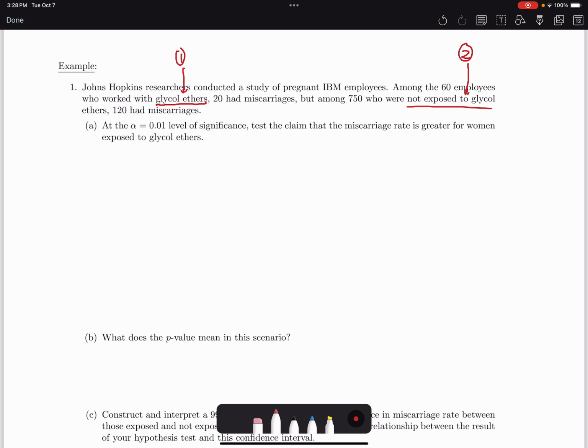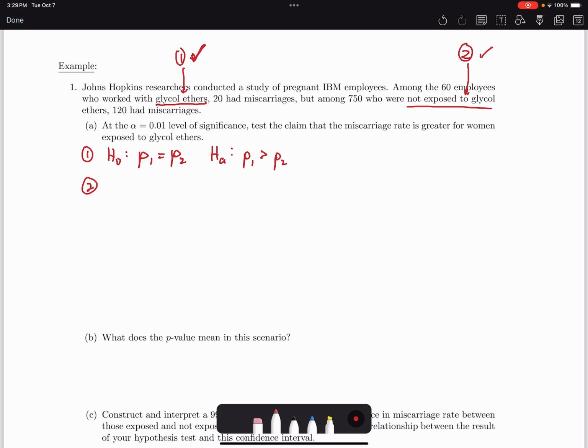And we're asked to test the claim that the miscarriage rate is greater for the women who were exposed. So we want to know if group 1 has a greater miscarriage rate than group 2. So the null hypothesis would be that no, there's no difference in their miscarriage rates, right? The proportion of women who experience a miscarriage is the same in both groups. The alternative hypothesis is that the miscarriage rate for group 1 is greater than the miscarriage rate for group 2. Okay, so that's step 1 of our hypothesis testing procedure.